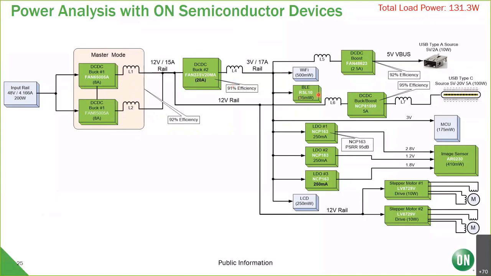I've got RSL10. I've got a boost here, the 48623, 2.5 amp boost. I've got my buck boost that I mentioned before for Type C. Great solution here. Got these beautiful NCP163s with a PSRR of 95 dB. And I've got our image sensor here, and then our stepper motors.